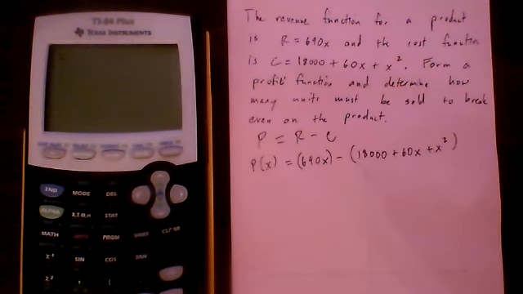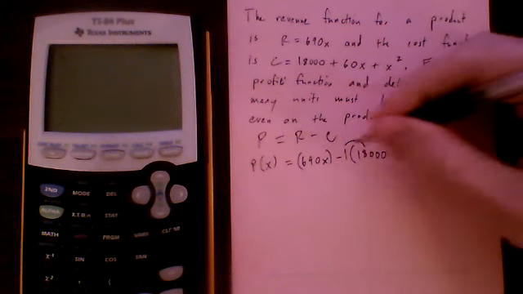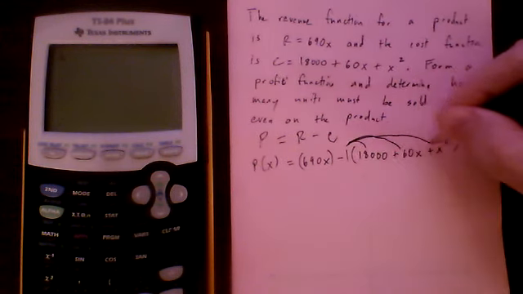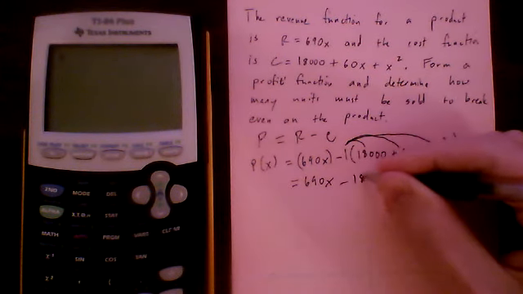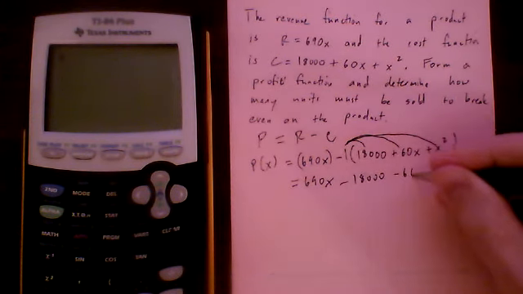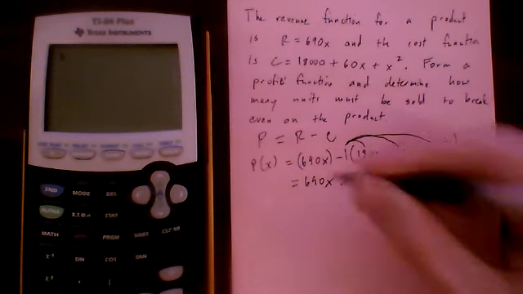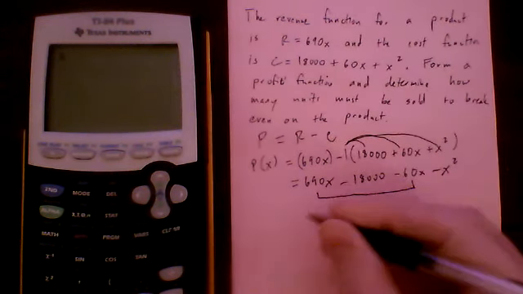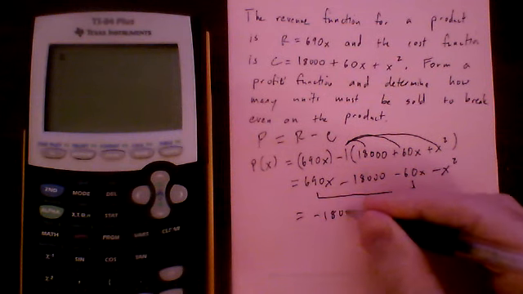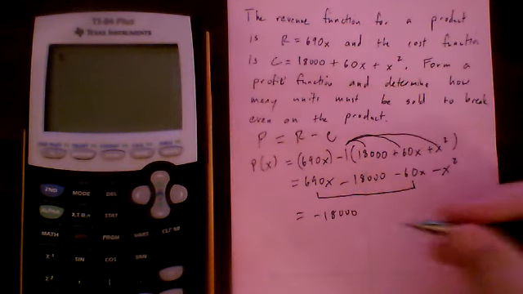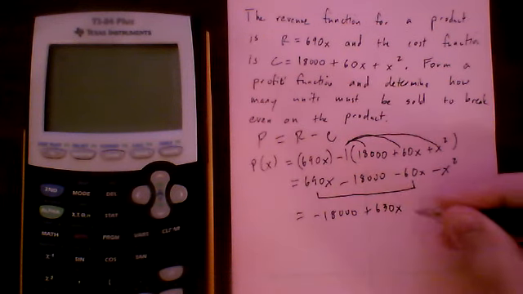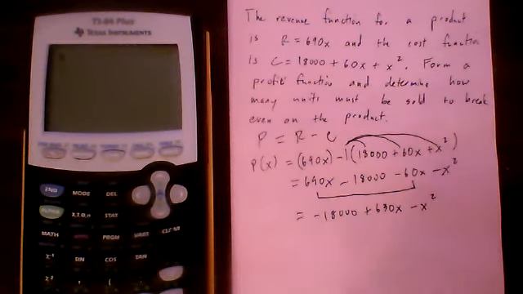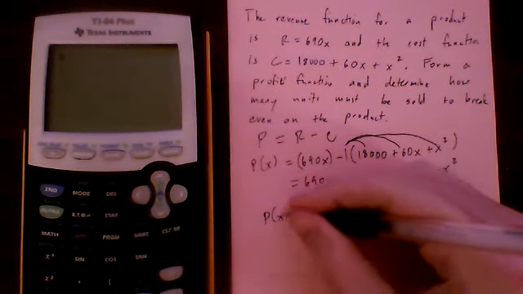Because we're going to want to combine like terms here. And before we can do that, we need to get rid of this parenthesis. So this is like a -1 here that we need to distribute to all of our terms. It's going to change all of our signs, basically. So we've got 690x minus 18,000 minus 60x minus x squared. And then finally, we've got a couple of like terms here that we can put together. So we'll subtract those. We'll get positive 630x. And so there's my profit equation.